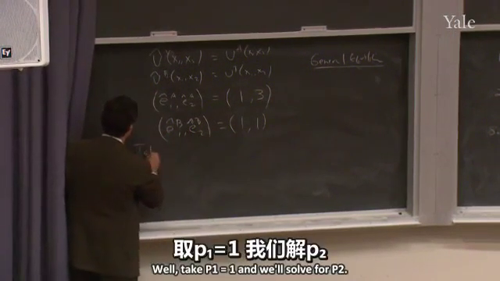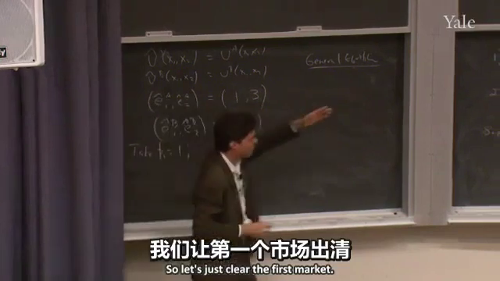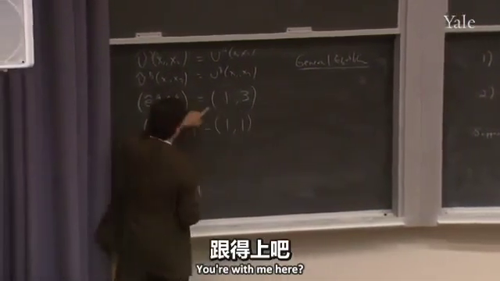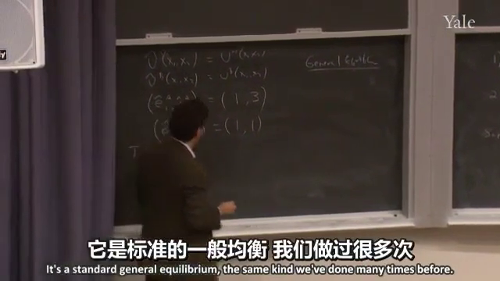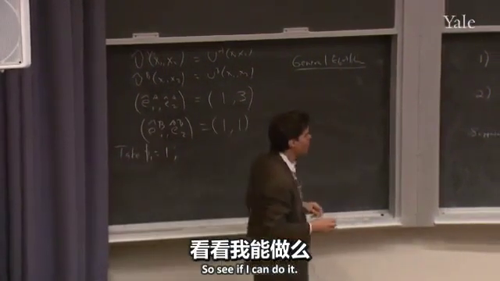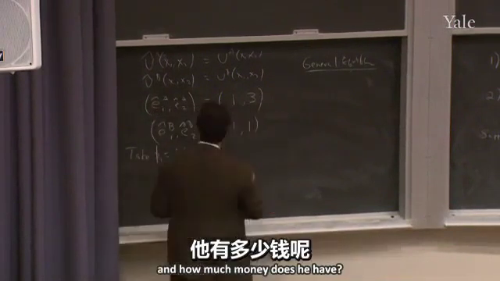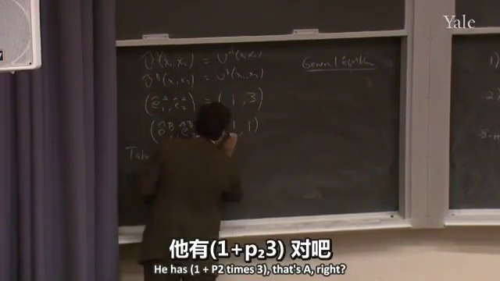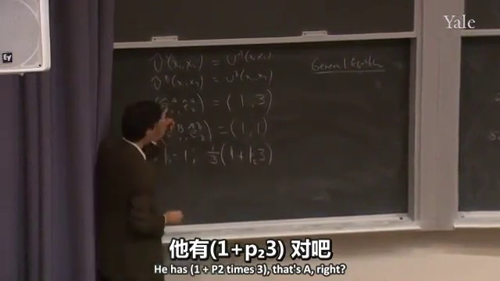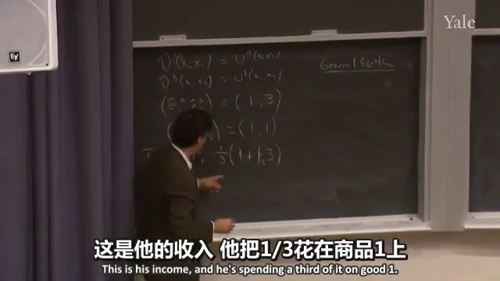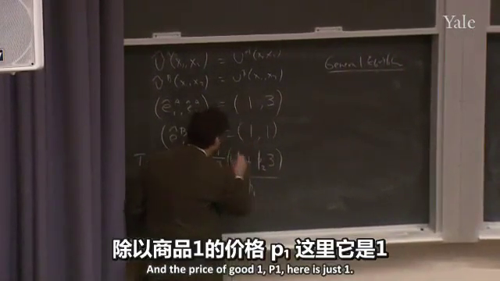Well, take P1 equal to 1, and we'll solve for P2. So let's just clear the first market. How do you clear it? You're with me here? It's a standard general equilibrium, the same kind we've done many times before. So see if I can do it. So person 1 is going to spend 1/3 of his money. And how much money does he have? He has P1 times 1 plus P2 times 3. That's A, right? His endowment is 1-3. This is his income. And he's spending 1/3 of it on good 1. And the price of good 1, P1, here is just 1.